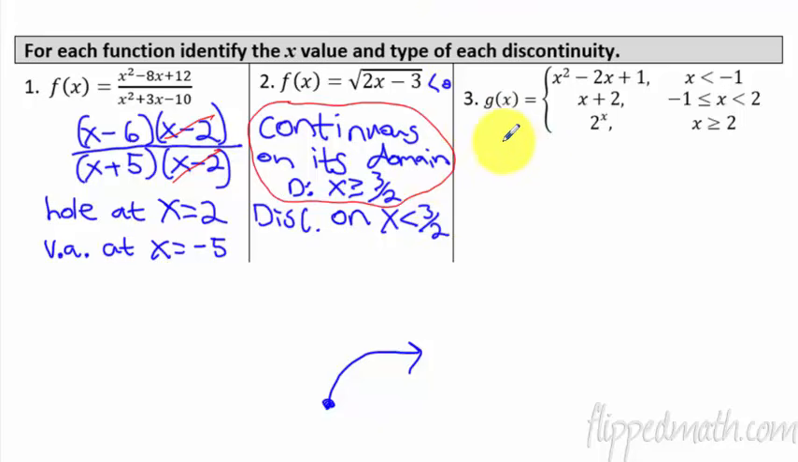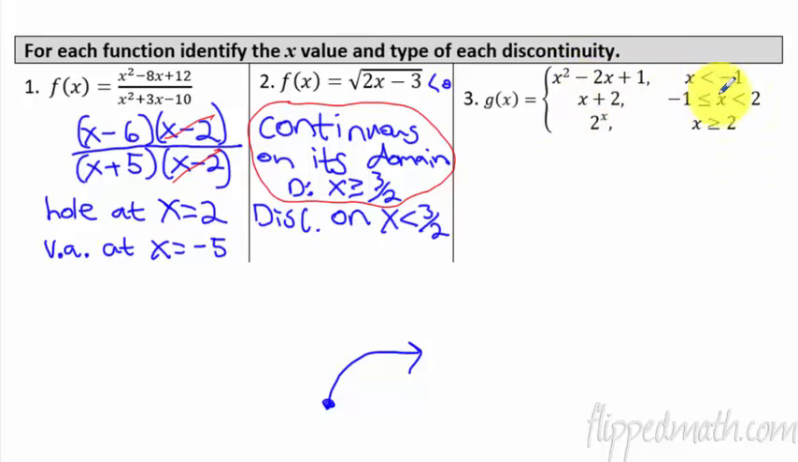All right, last one. Now when we have a piecewise function, we're trying to figure out what's going on here. So this function is continuous. It's just a parabola. This one's continuous. That's a linear function, so we make a line. And then this is an exponential function, and it is continuous. So all three of these things are continuous functions with no breaks. That's important to recognize first.